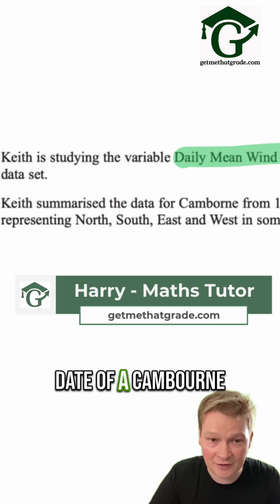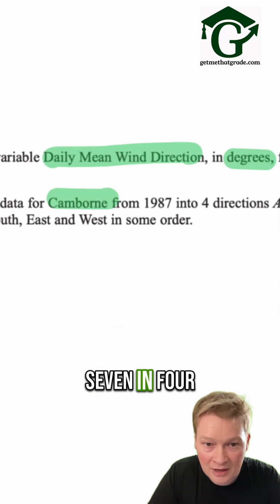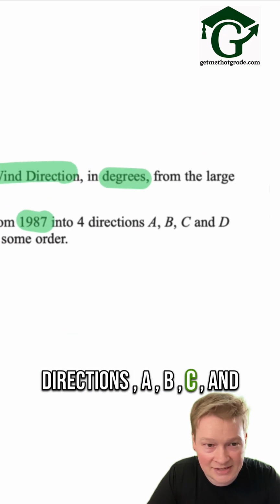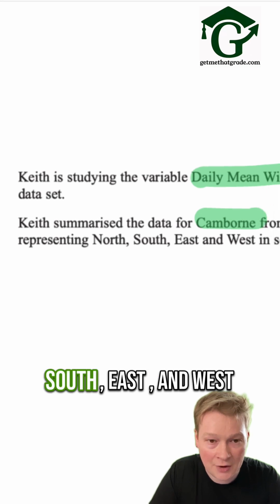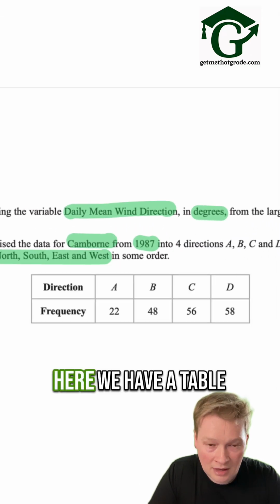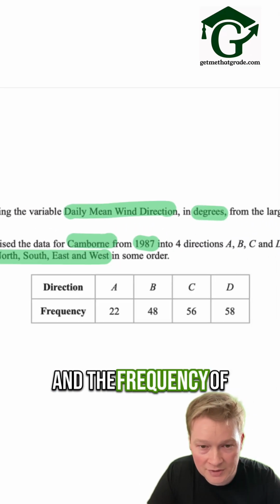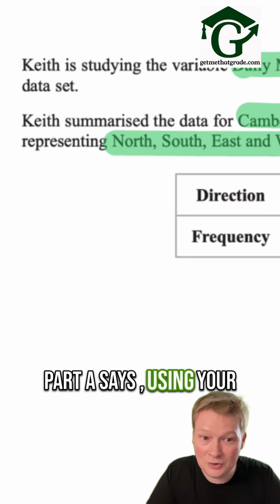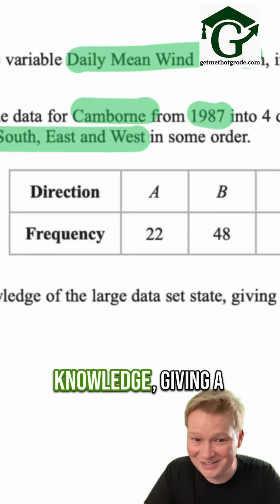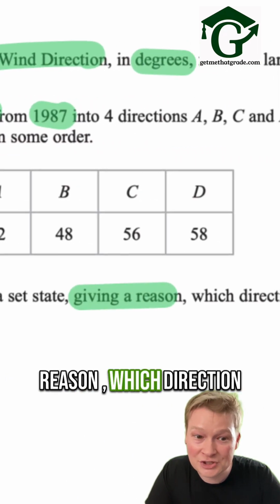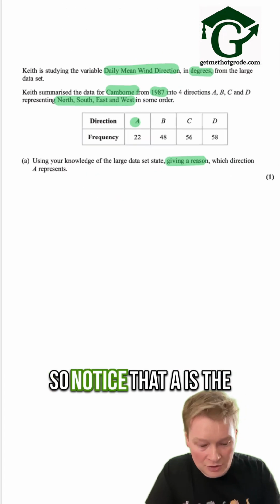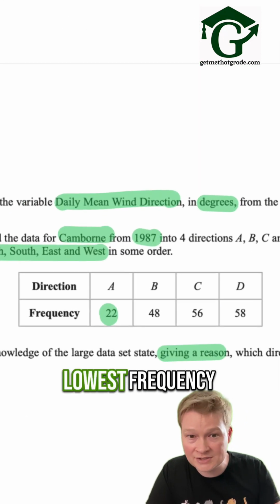Keith summarised the data for Camborne from 1987 in 4 directions, A, B, C and D, representing north, south, east and west in some order. Here we have a table showing the direction and the frequency of that direction. Part A says, using your knowledge of the large dataset, what knowledge? Giving a reason, which direction A represents. So notice that A is the direction with the lowest frequency.